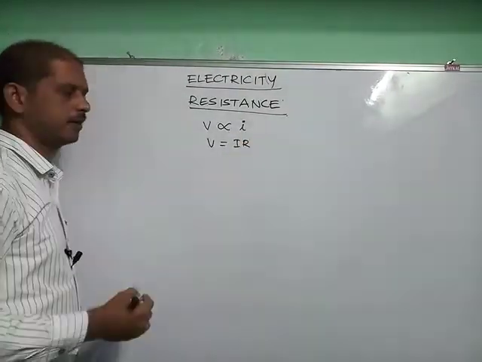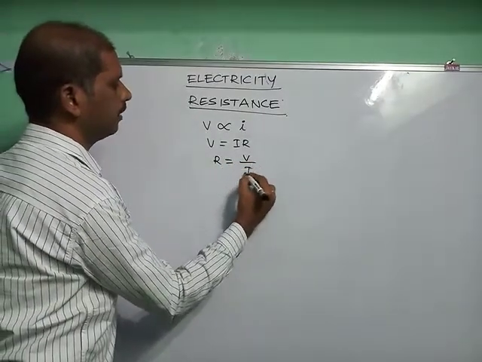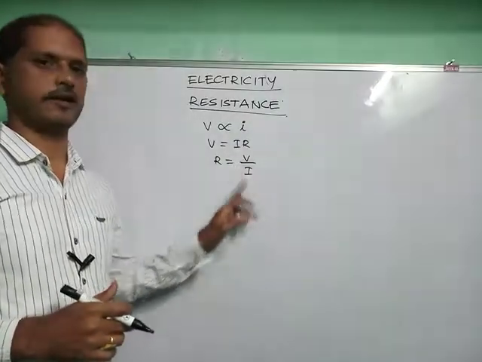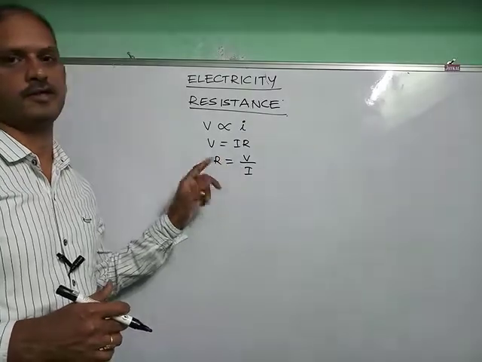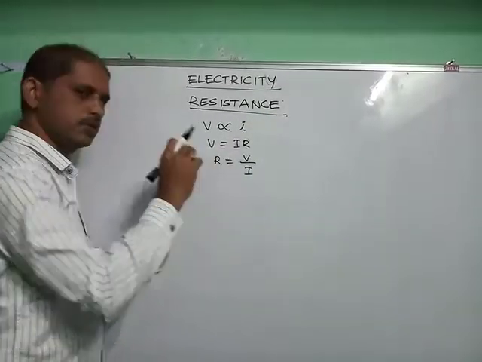Capital I or small I, you can write. So here R = V/I. V means potential difference, I means electric current. So the ratio of potential difference and electric current gives the resistance. So this is resistance. Resistance means what?